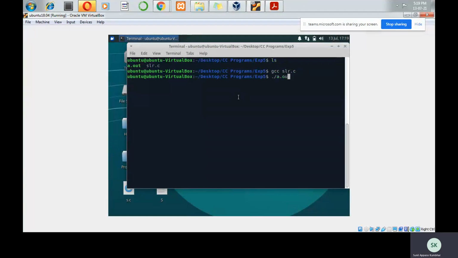Enter any string, I plus I stands for id, followed by dollar. So it shows that yes, the given string is accepted. So this is all about experiment number 5. Thank you very much.